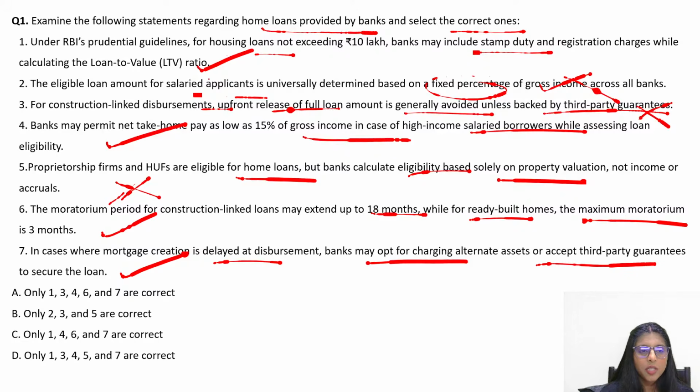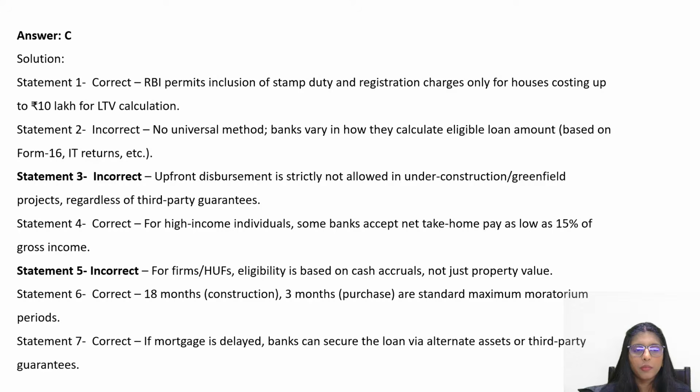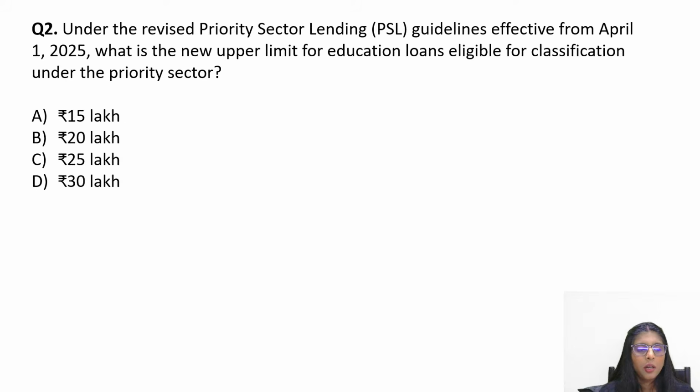Okay. So the answer will be 1, 3, 4, 5, 7. That is option D. 1, 4, 6, 7. Option C is the right answer. Okay. Give me the answer.